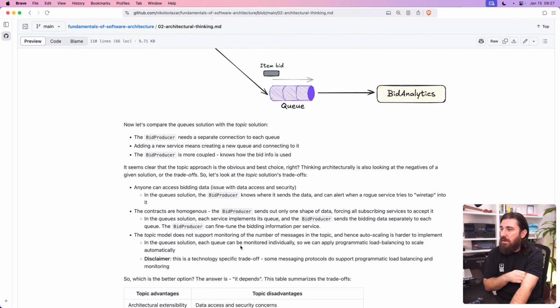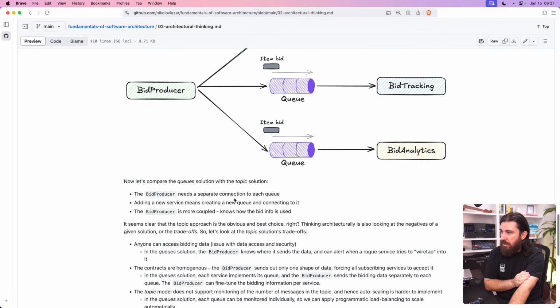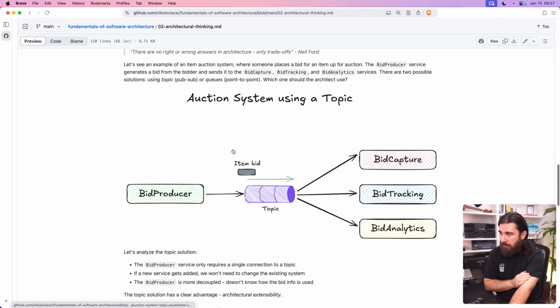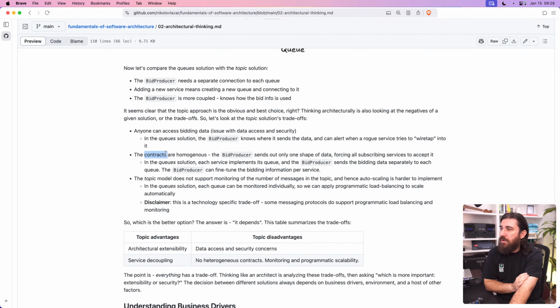The contracts are homogeneous. The contracts are basically the shape of the data that the producer sends to the consumer. In the topic case, there's just one contract. It's the item bid and that's it, right? The bid capture, the bid tracking, and the bid analytics, all three services will receive the same data from the bid producer, and they need to make it work, right? Because this is not a specialized connection. It's just broadcasting: here's an item bid. Who wants the data? Who wants to get it? Be my guests. So the contracts are homogeneous.